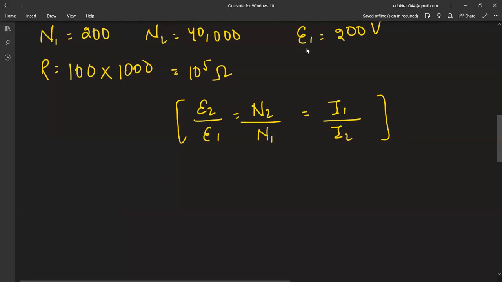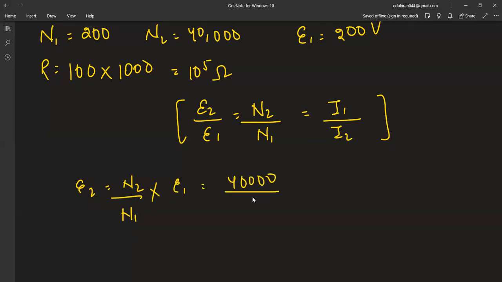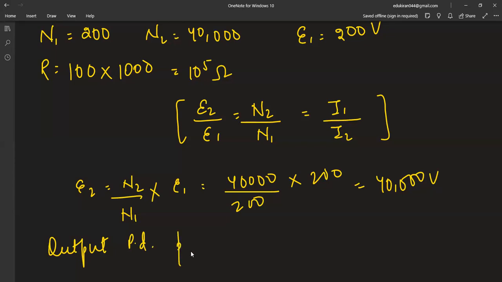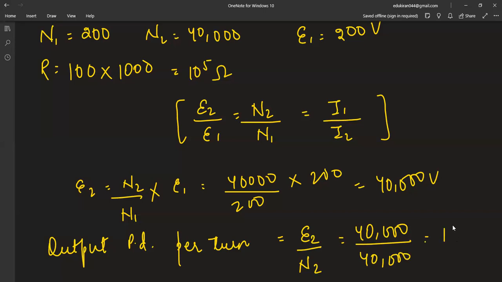Now let us find E2. E2 will be equal to N2 by N1 into E1, which is equal to 40,000 by 200 into 200. So E1 and N1 being the same, this will be 40,000 volts. Now, output potential difference per turn means potential difference per unit turn. That is the secondary one, per turn of that. If it had been input potential difference, we would have used E1 by N1. So E2 is 40,000 and N2 is 40,000. Answer is 1 volt per turn.